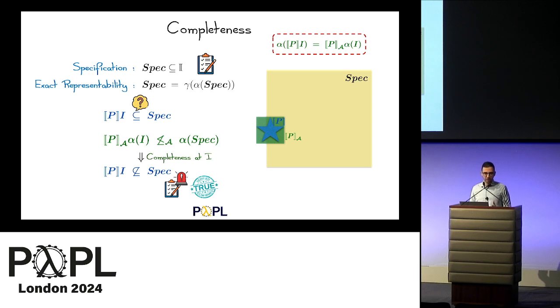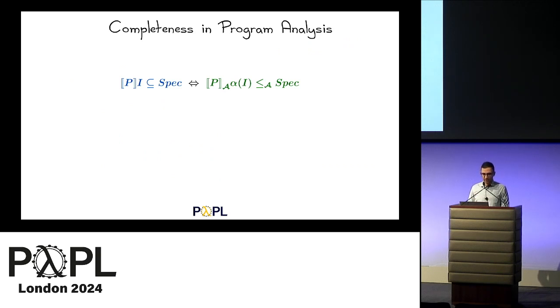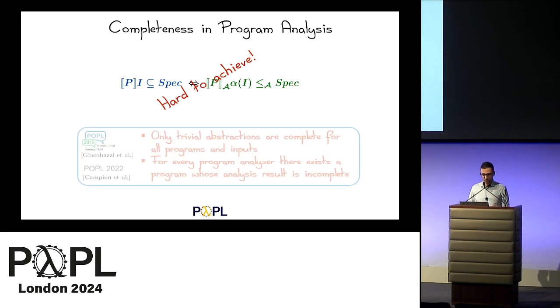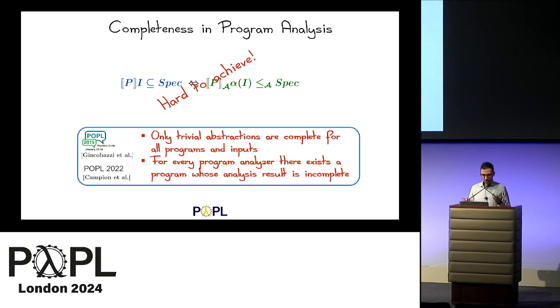So as you can see here, completeness is a very important property in program analysis. But of course, the problem is that it is very hard or even impossible to achieve. It has been extensively proved in other papers that only trivial abstractions are complete for all programs. So it's impossible to build a program analysis which is complete for all programs and inputs. And for every program analyzer, we can also construct, build, implement a program whose analysis result is incomplete.